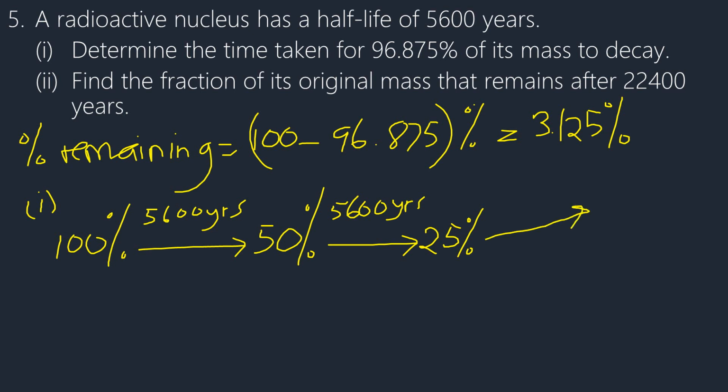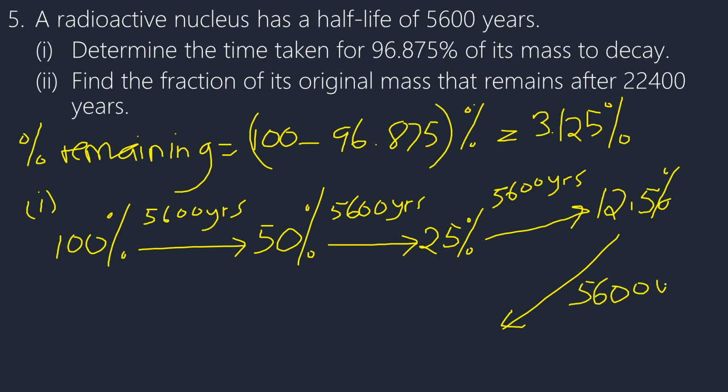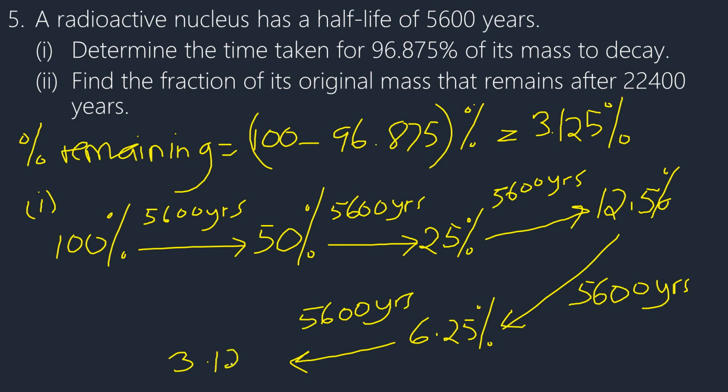After another half-life, which is 5,600 years, we shall have 12.5%, not grams, I almost wrote grams, percent. Still, after another 5,600 years, what is 12.5 divided by 2? We shall have 6.25%. After another half-life, we shall remain with 3.125%. Exactly.